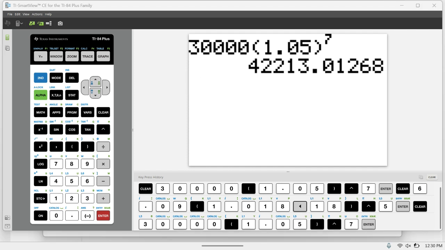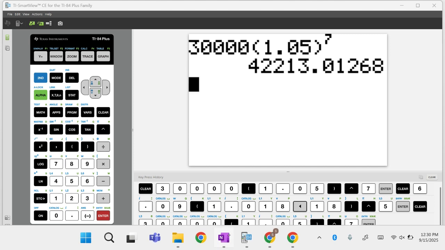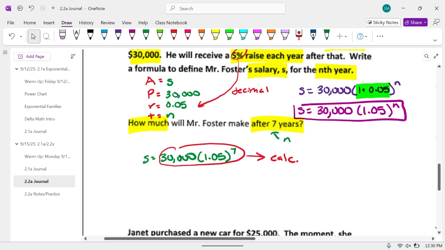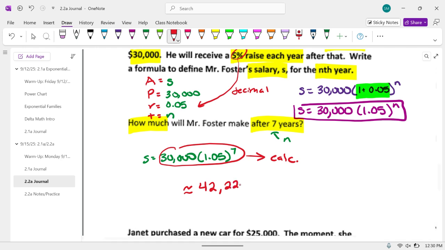So our answer would be, after 7 years, he'll be making approximately $42,223.01. Whoopee, they gave you an extra cent. So that's how much you can make after 7 years. Maybe it's again his job. But now we're about where I'm getting paid now.